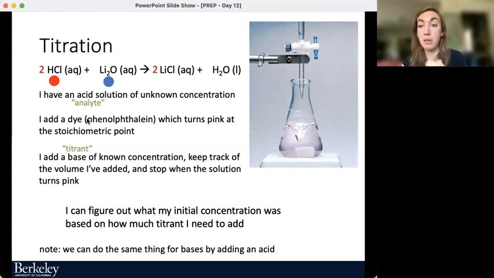Just to repeat one more time, all I'm doing is I start out with an acid. I don't know its concentration, but I know the concentration of this base that I'm adding, so I can figure out exactly how much base it took to neutralize all of my acid, and then I can figure out how much acid I have based on that. Does anyone have questions on conceptually what we're doing here?